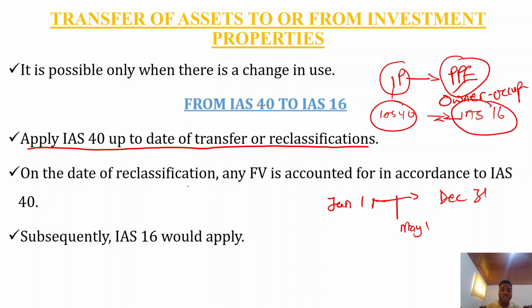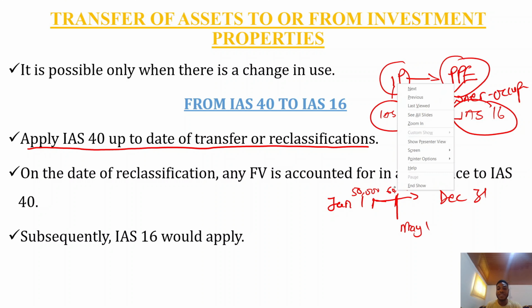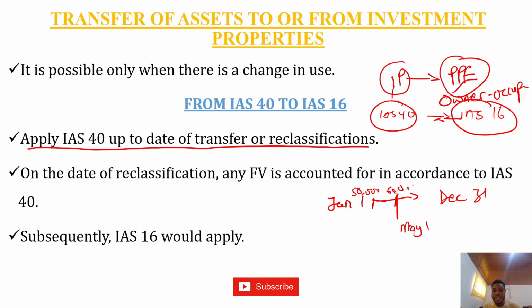And then we are saying that on the date of reclassification, any fair value is accounted for in accordance with IAS 40. So that date, that is the date that they revalued. Let's say at the initial stage, the value in our books is 50,000. Now we are revaluing it to 60,000. On that particular date, the fair value that we are getting, we should account for it under IAS 40. What it means is that we just have to find the difference between the 60,000 and the 50,000 in our books, and that amount should be treated as gain or loss in the P&L account. We do not have to treat it as revaluation.